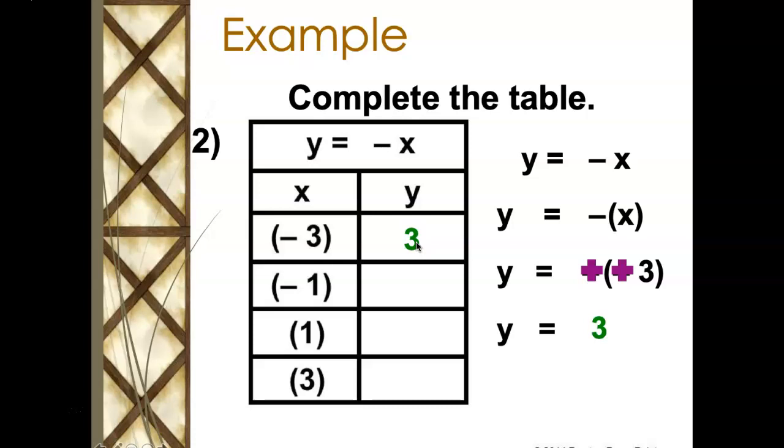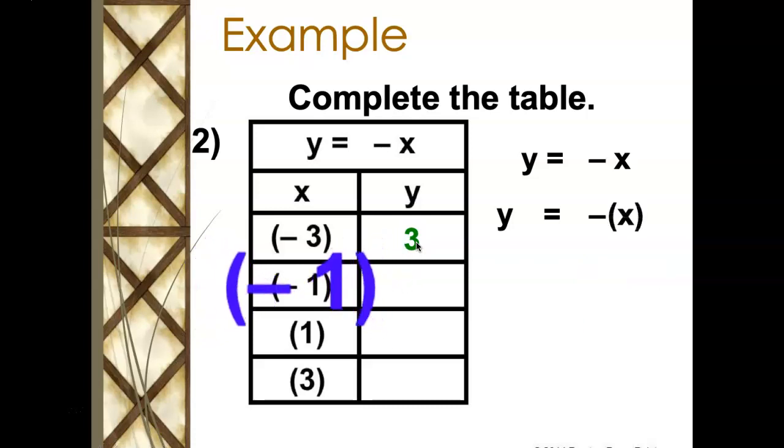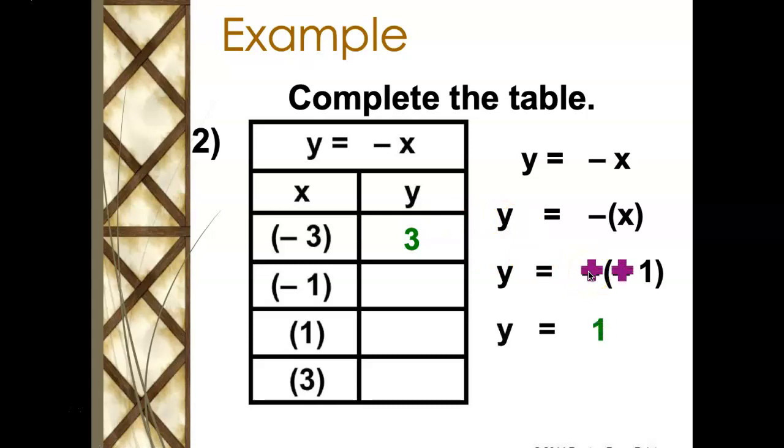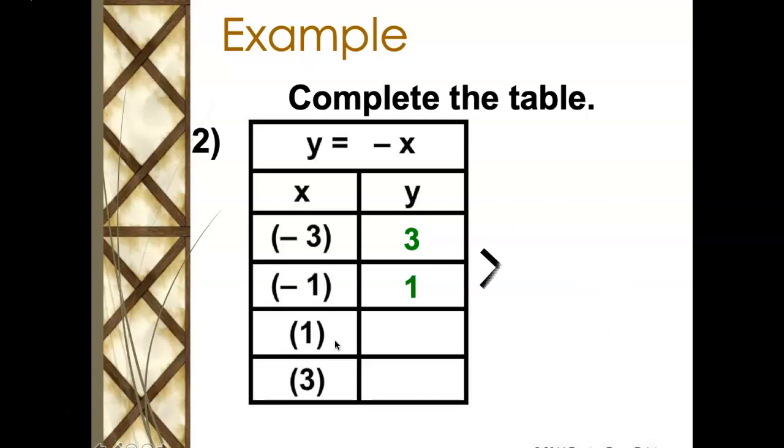Let's move on to the next value, which is negative 1. We substitute that negative 1 for the x. So that's negative 1 multiplied by negative 1, so y is equal to positive 1. Let's move that inside the table so it goes beside negative 1. The third value of y is positive 1, or simply 1.